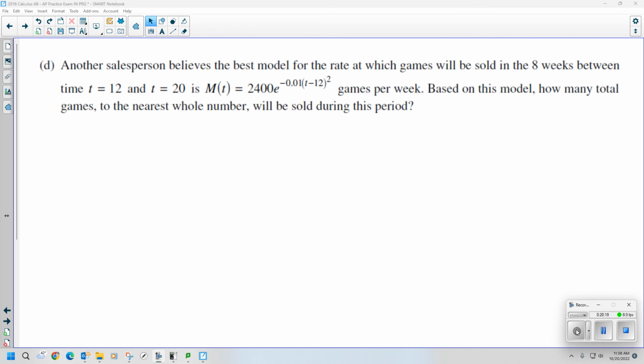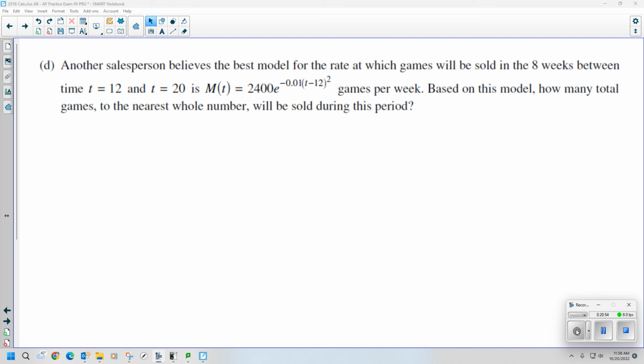2D. Another salesperson, everybody's got an opinion at this place, believes the best model for the rate at which games will be sold in the 8 weeks between time t equals 12 and t equals 20 is m of t, which is 2400 e raised to the negative 0.01 times (t minus 12) squared. Wow, games per week. That is nuts. Based on this model, how many total games to the nearest whole number will be sold during this period?